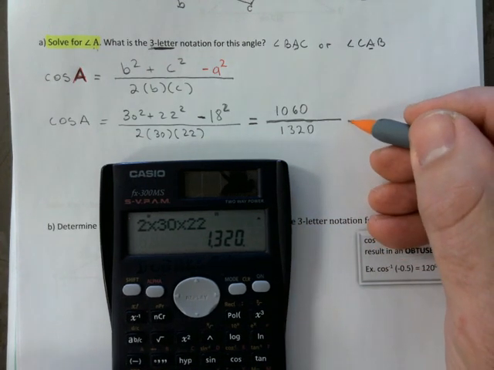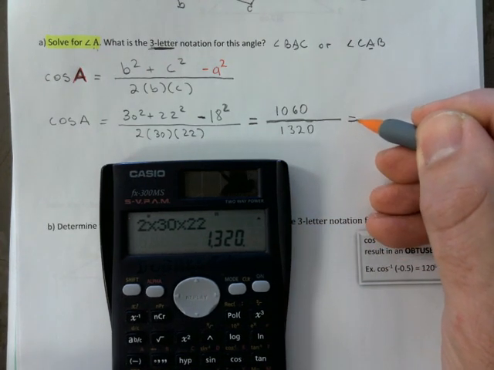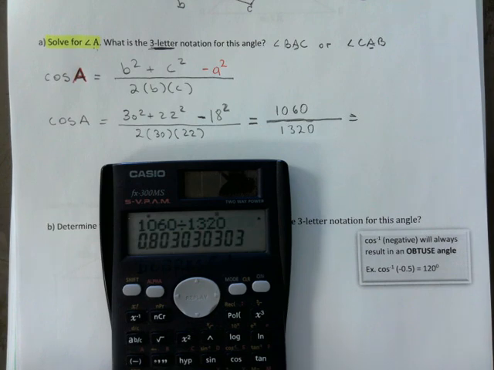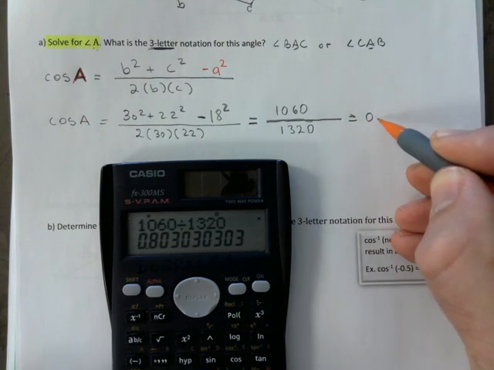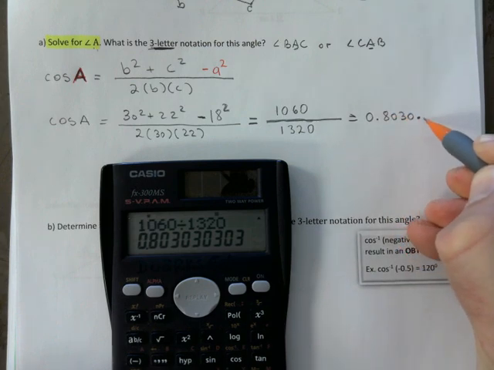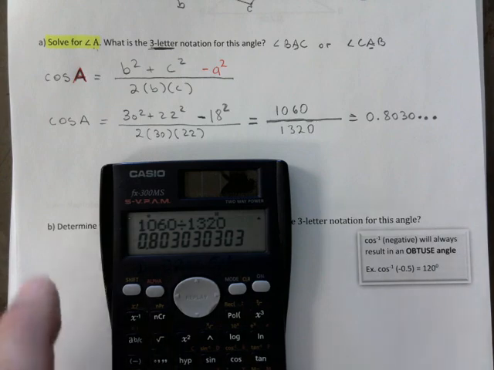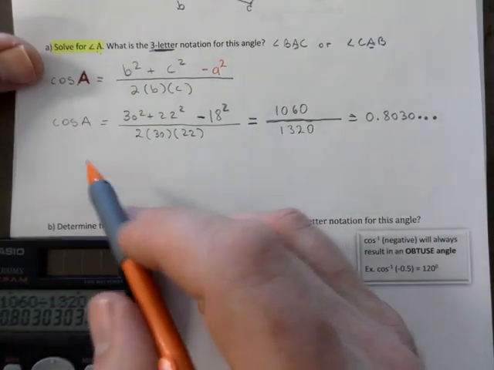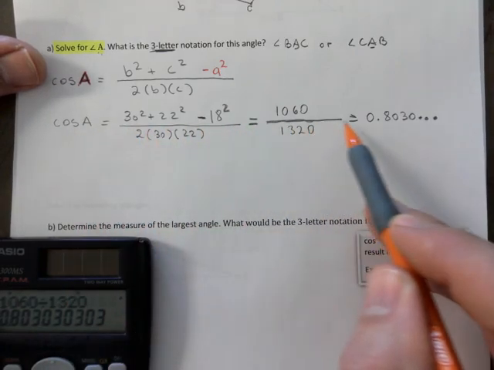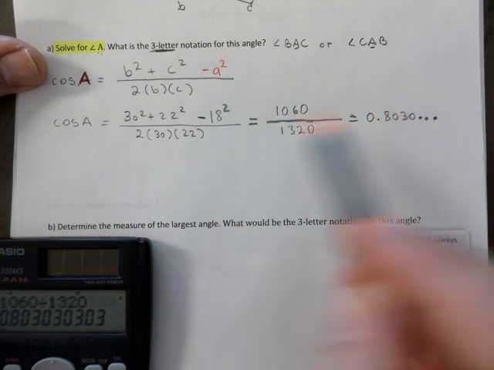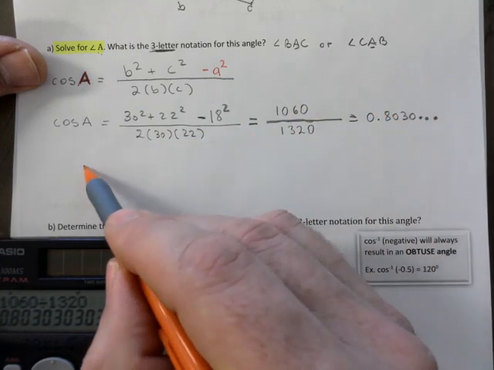And watch this. This is unusual, but you're going to go one more step. You're going to go 1060 divided by 1320. You're going to turn that into a decimal. And that's 0.8030, and that keeps going. So you can do it all like that. This is acceptable because this really results to this, which is also this, right? This is all mathematically correct.